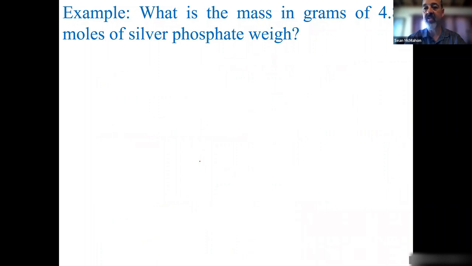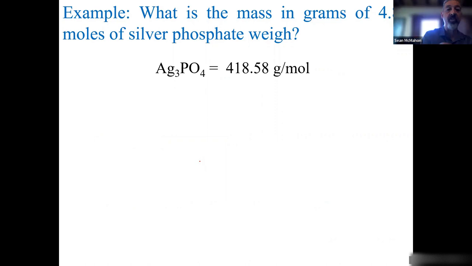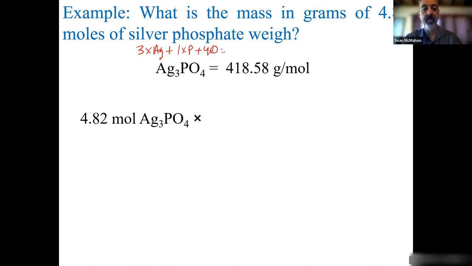So what is the mass in grams of 4.82 moles of silver phosphate? Well, silver phosphate weighs 418.58 grams per mole. How did you do that? You looked at the periodic table and you said 3 times whatever the mass of silver is, plus 1 times the mass of phosphorus, plus 4 times the mass of the oxygen.